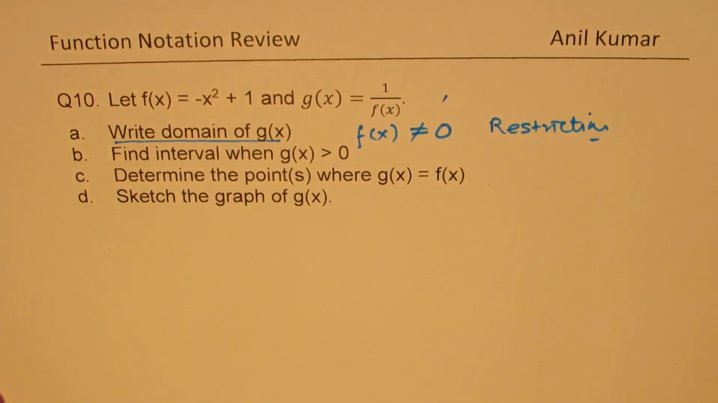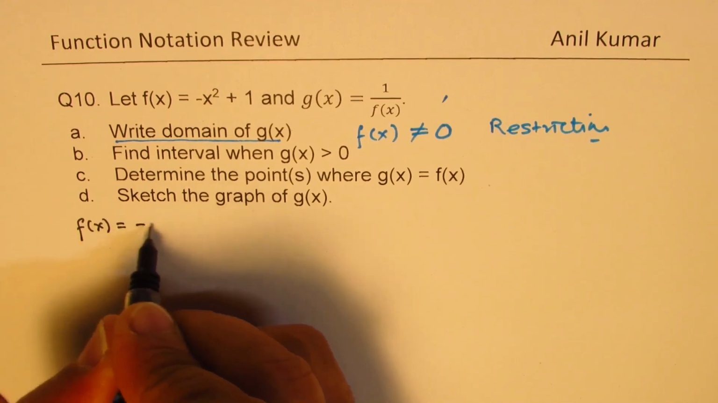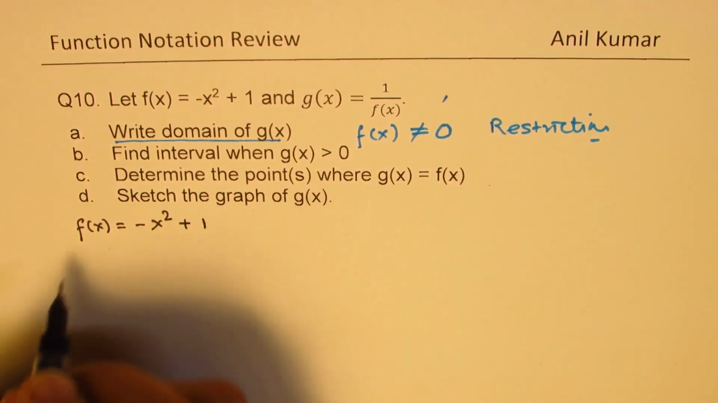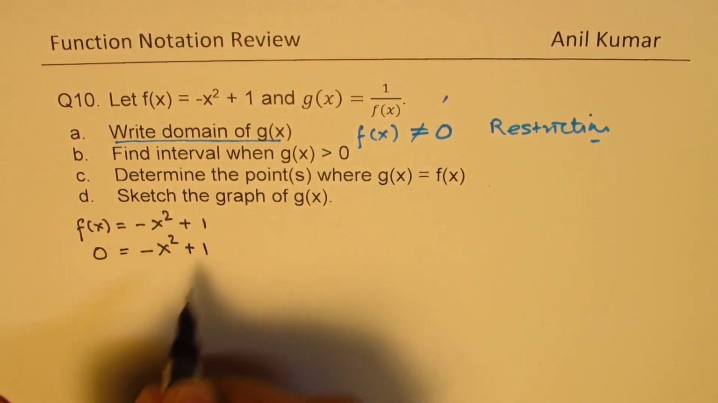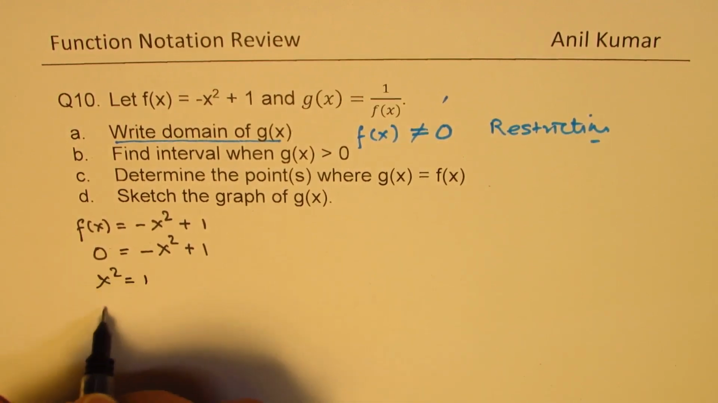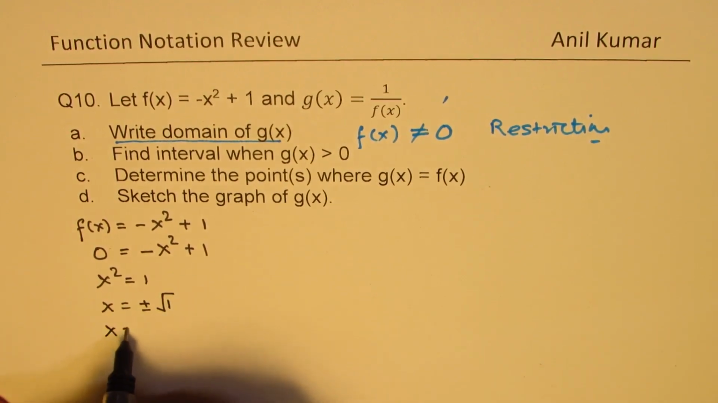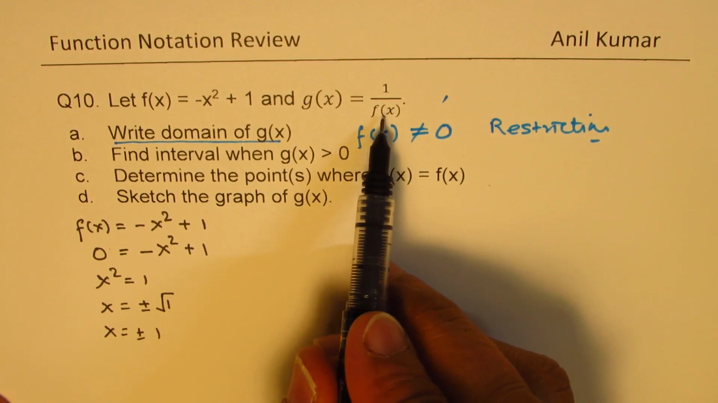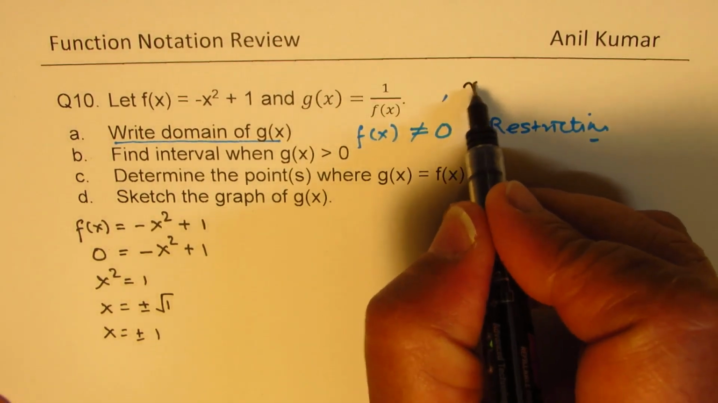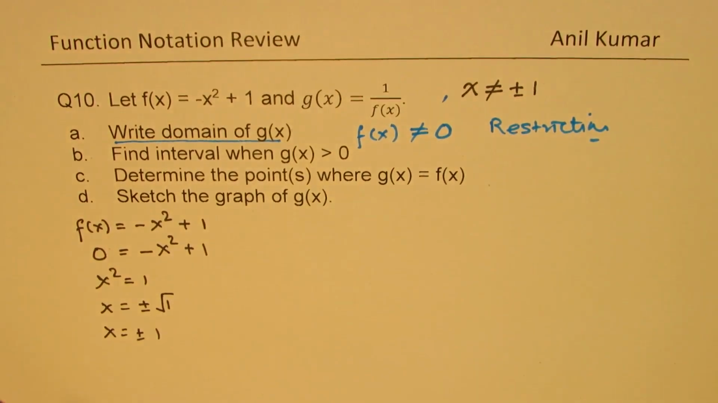So let's figure out when is f of x 0. So we are given f of x equals to minus x squared plus 1. Now this is 0. Let's find when, right? So that's the whole idea. So that gives you x squared equals to 1, x equals to plus minus square root of 1. So we get x equals to plus minus 1. So since x equals to plus minus 1 results into 0 value of f of x, we can write restriction that x is not equal to plus minus 1, correct?